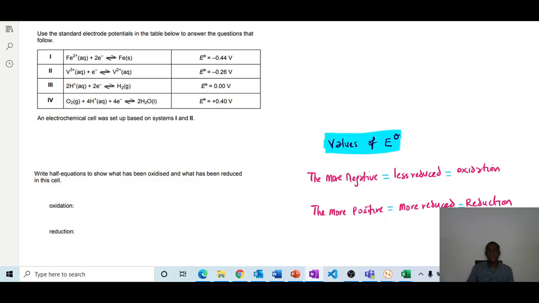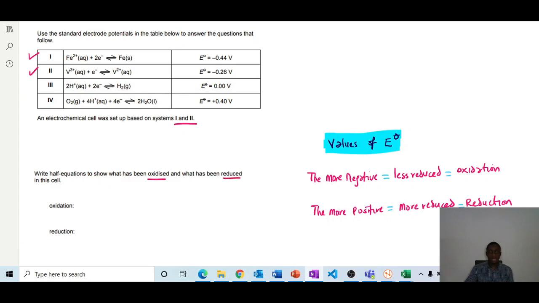Today we are going to be solving some questions on electrode potential. So here is the first question. An electrochemical cell was set up based on systems 1 and 2. Write half equations to show what has been oxidized and what has been reduced in the cell.